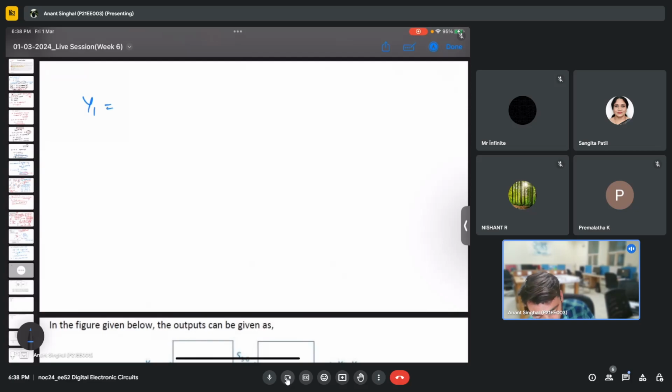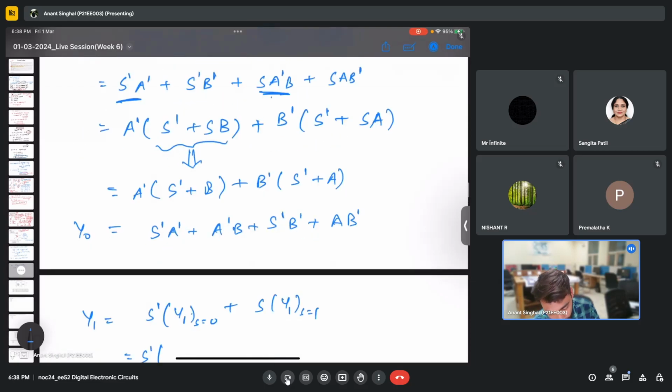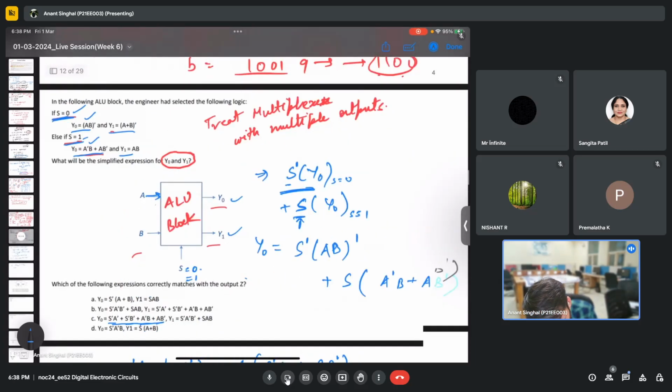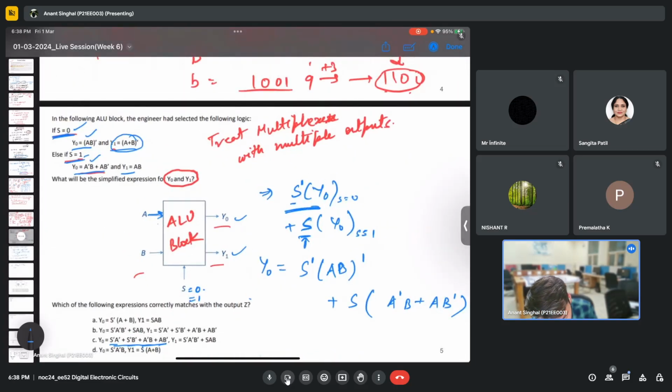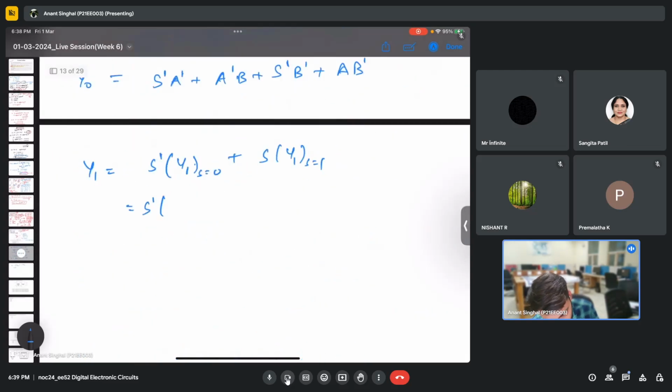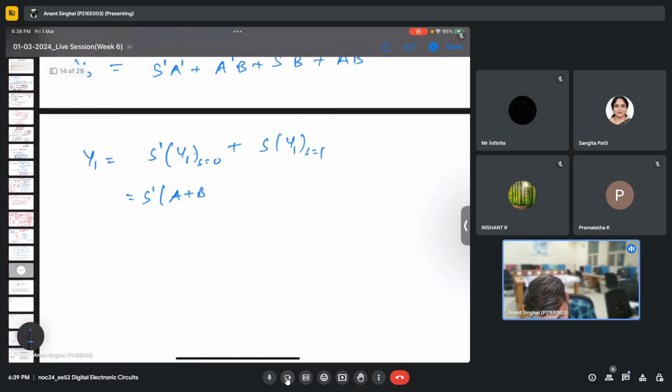So y1 will be basically S complement when S is 0, and S when S is 1. So S complement times, when S is 0, y1 is this term, which is A plus B whole complement, and it is AB when S is 1. So I'm just writing A plus B whole complement, and here it is AB. So this is very simple. So this is A complement B complement plus SAB. This will be y1.